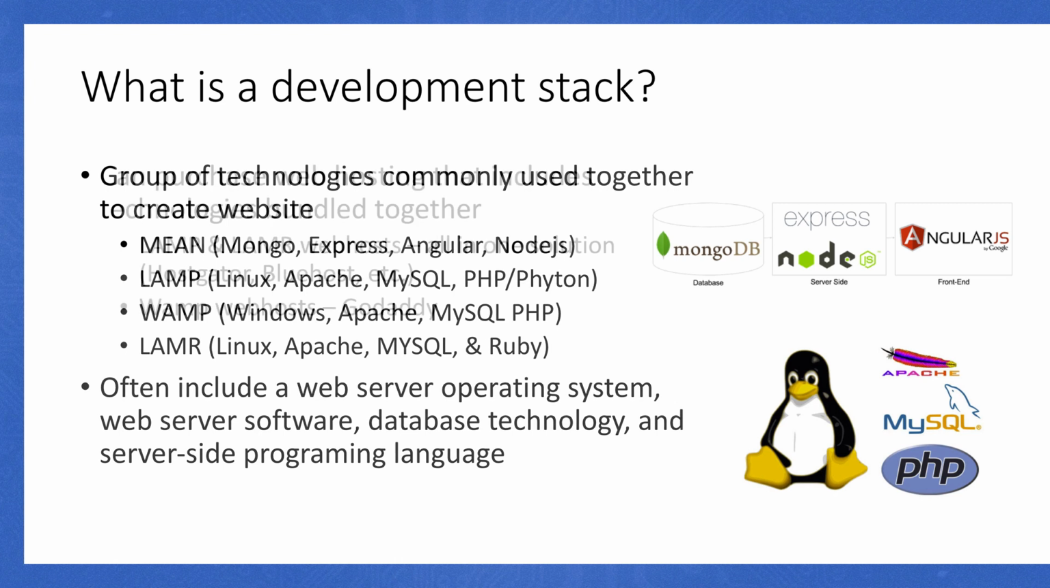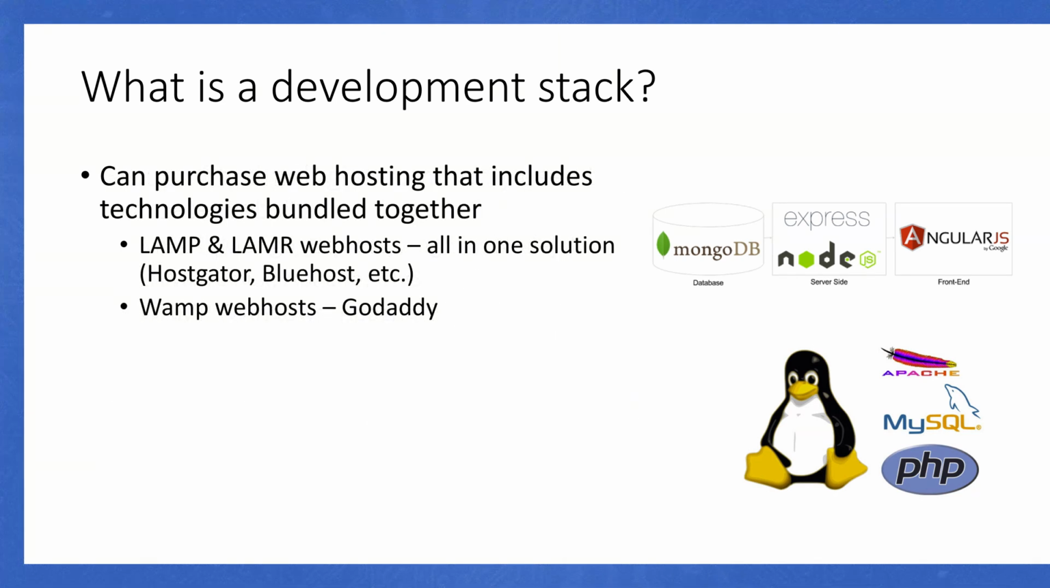So it's really about picking out the technology that works for your website or your web app, depending on what you want to do. You can actually purchase web hosting that includes all these technologies bundled together. So for instance, there's LAMP and LAMAR hosting that come in an all-in-one solution, and common solutions include HostGator, Bluehost, and GoDaddy. And if you want a WAMP solution, which is, once again, Windows, Apache, MySQL, and PHP, you can go with GoDaddy. Now, I believe Bluehost and HostGator may or may not have a shared hosting plan that also uses WAMP, but you'll have to check out that individual company's website for more details.